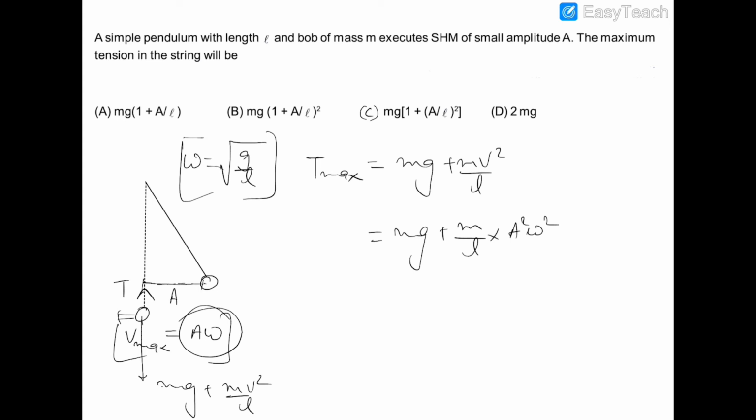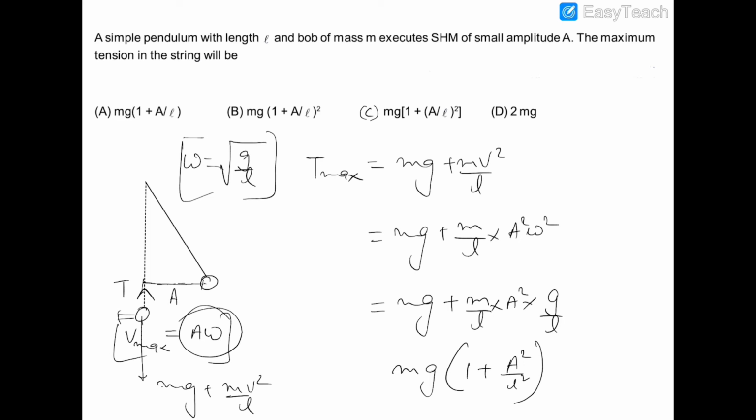So we know that this is A square and omega square is g by L. Taking this mg common, this is 1 plus A square by L square. So the correct option will be option number C.